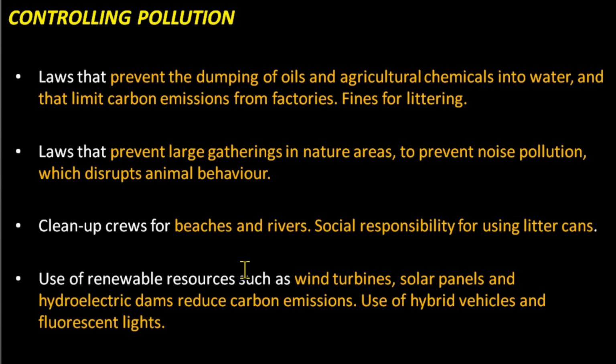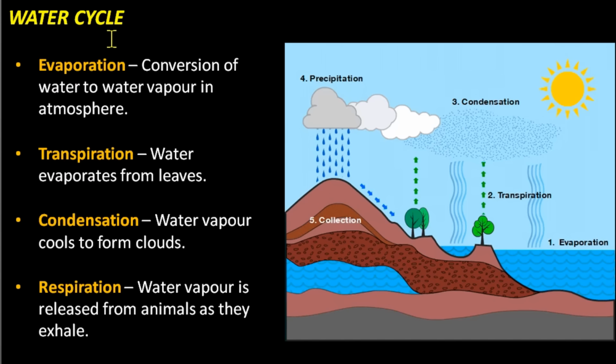These either prevent or mitigate or reduce carbon emissions into the atmosphere. So let's look at the water cycle, and let's start with water in the ocean. First, this water is going to evaporate, and evaporation is the conversion of water to water vapor. Transpiration is when water evaporates from the leaves of plants.